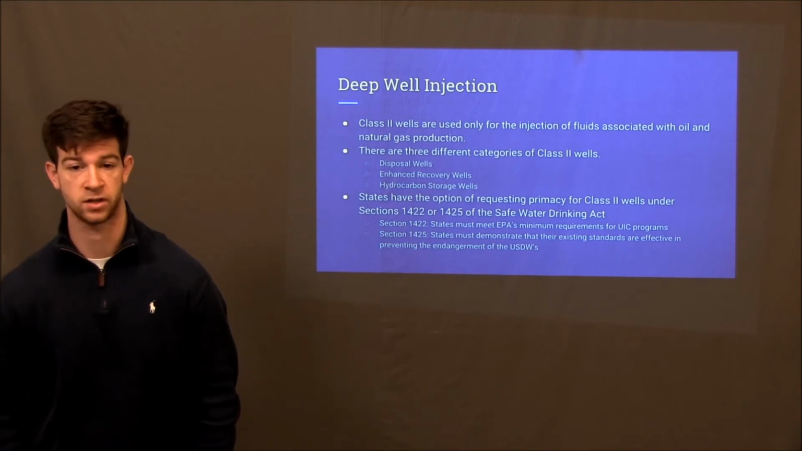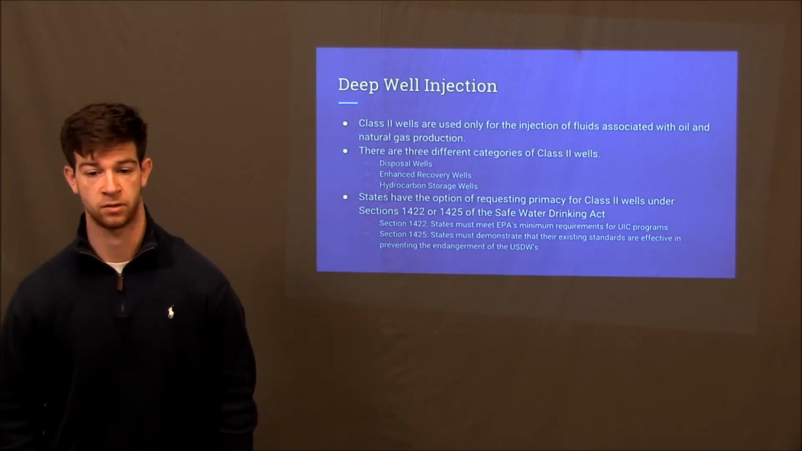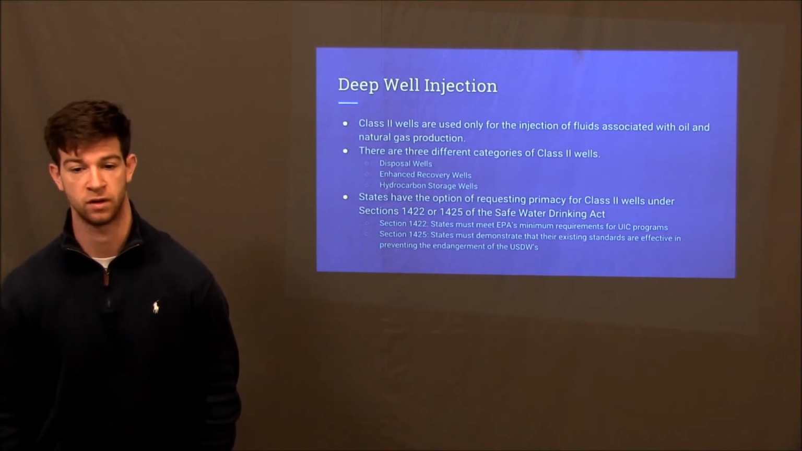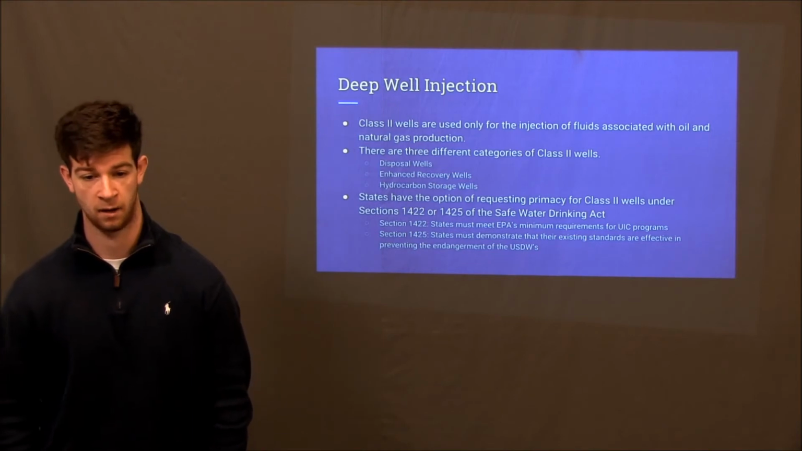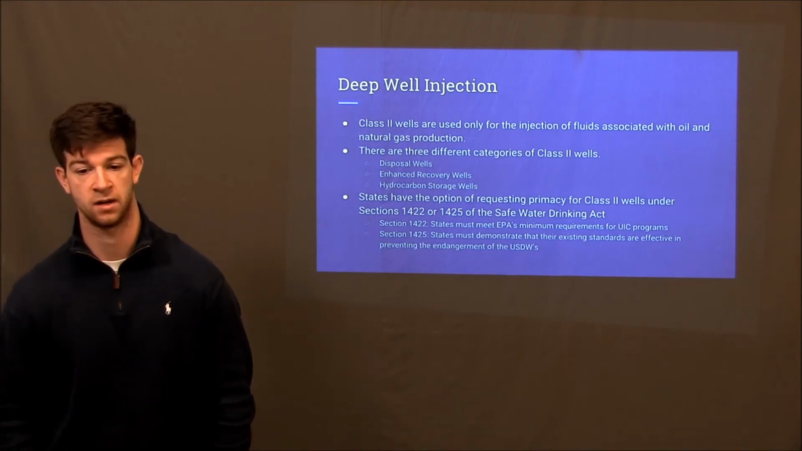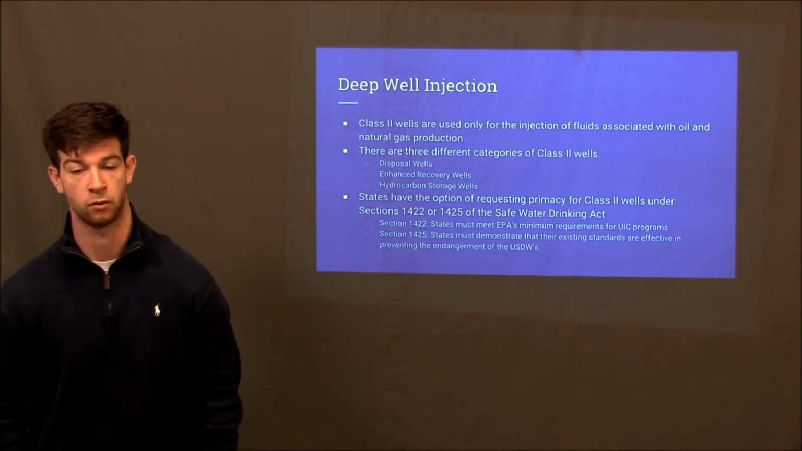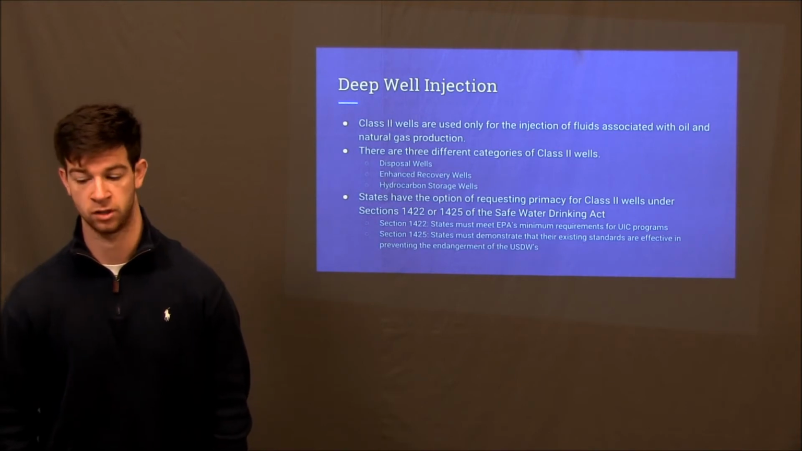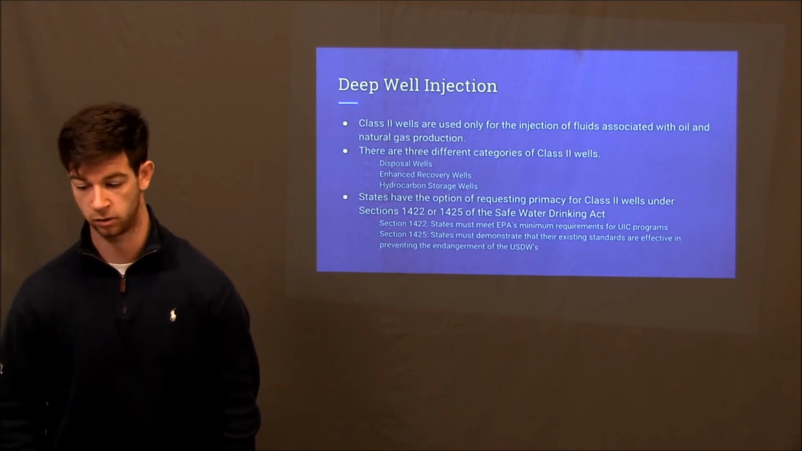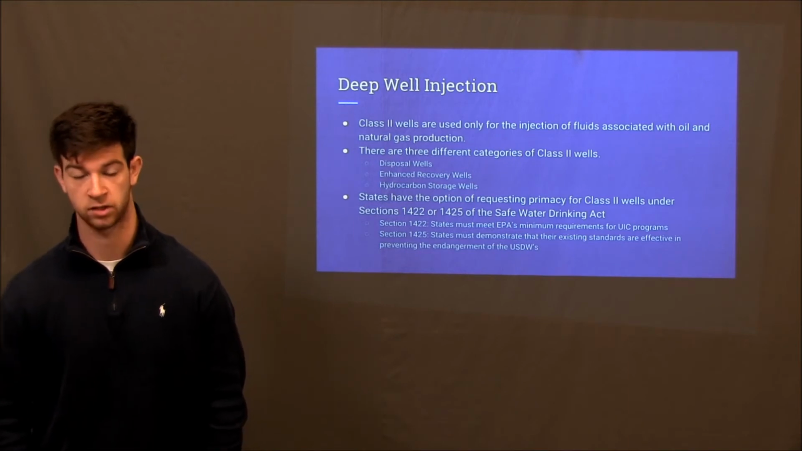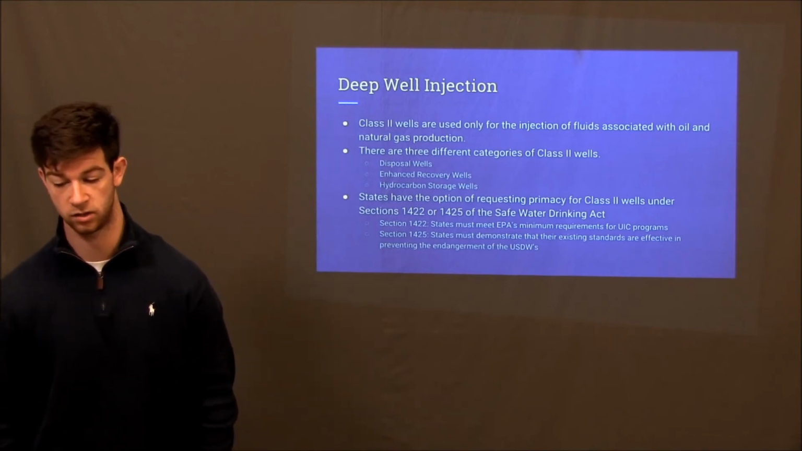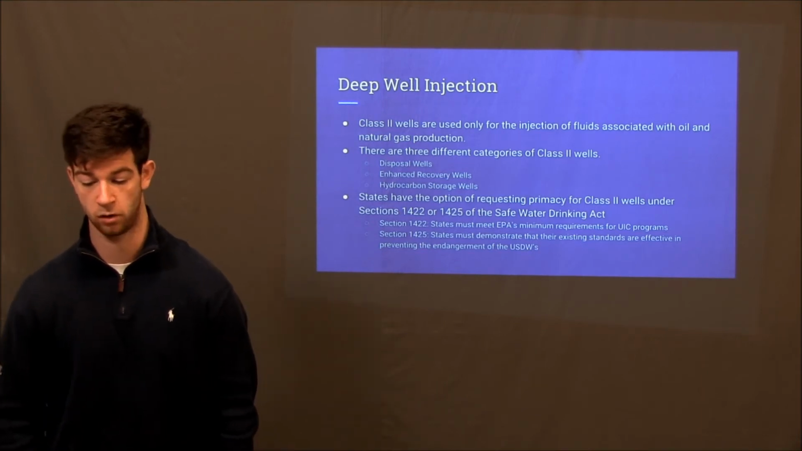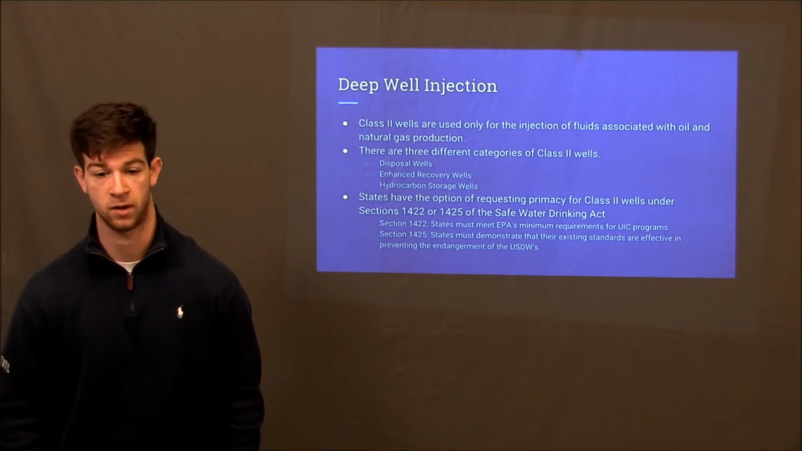So with these Class 2 wells, states actually have the option of requesting primacy for Class 2 wells under sections 1422 or 1425 of the Safe Drinking Water Act. Section 1422 states that the state must meet the EPA's minimum requirements for the UIC programs. This includes well and operator requirements for construction, operation, monitoring, testing, and closure requirements. And under this section, enhanced recovery wells may either be issued a permit or authorized by rule. And also, owners and operators must meet all the requirements, including regular testing and inspections.